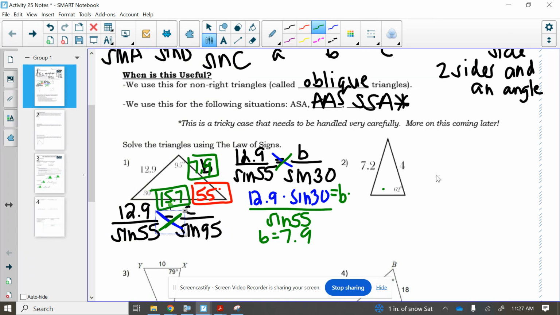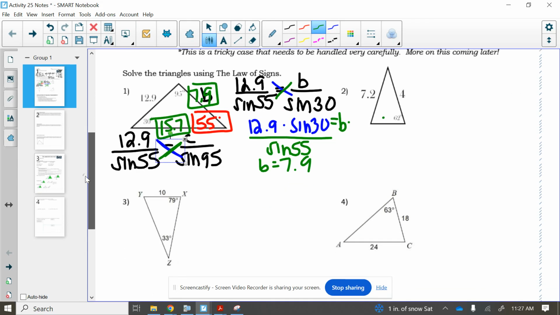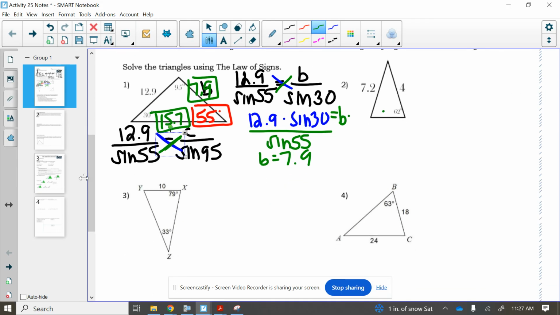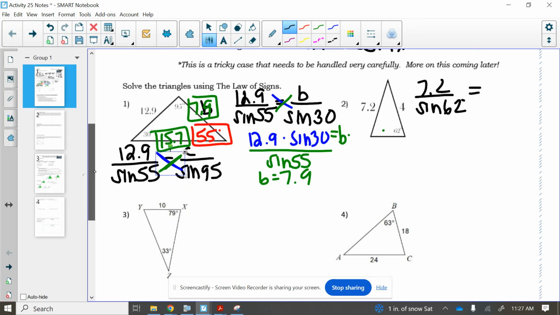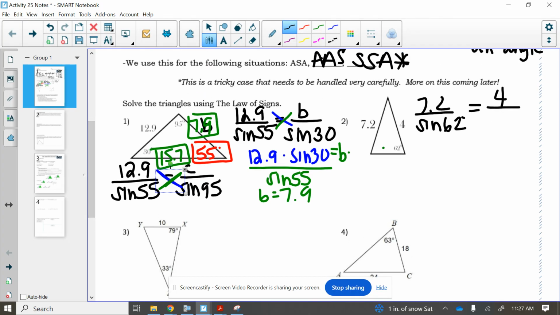Now, in our second example, we are being given the values here of our two sides and then an angle. So basically what we need to do to start on this one is we are given 7.2. We are given the angle across from it is 62 degrees. The other piece we are given is 4. We want to find the angle across from that. So this time we have to be very careful.